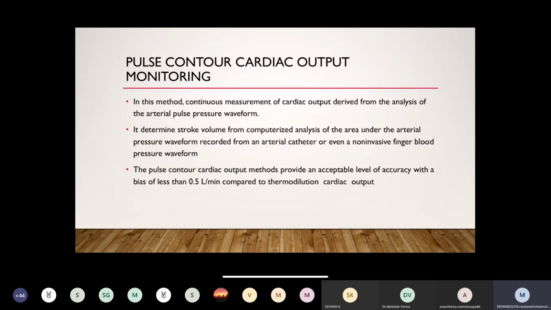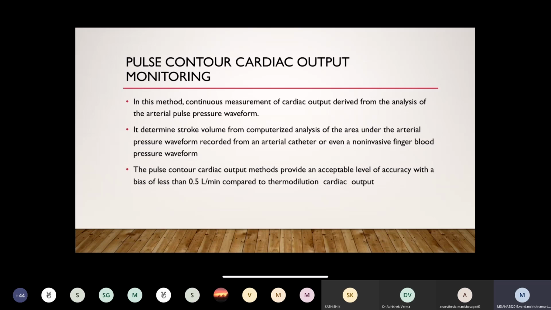The pulse contour cardiac output monitoring. In this method, the continuous measurement of cardiac output is derived from the analysis of arterial pulse pressure waveforms. It determines the stroke volume from computerized analysis of the area under the arterial pressure waveforms recorded from an arterial catheter, or even a non-invasive finger blood pressure wave.